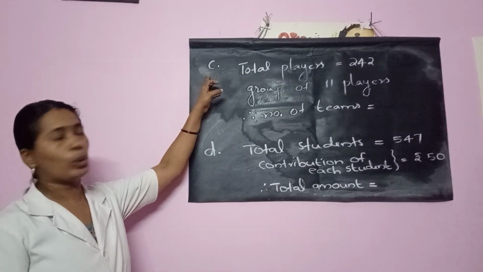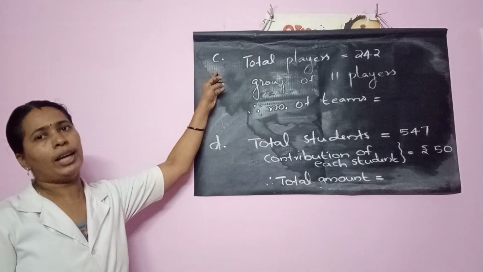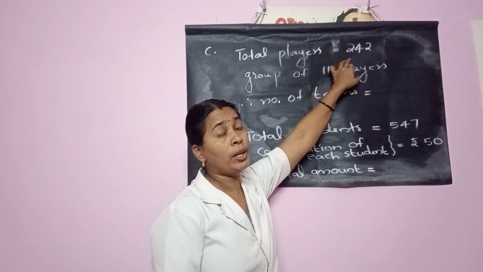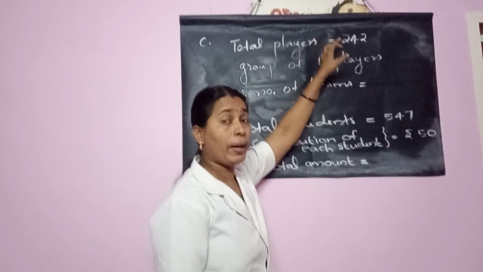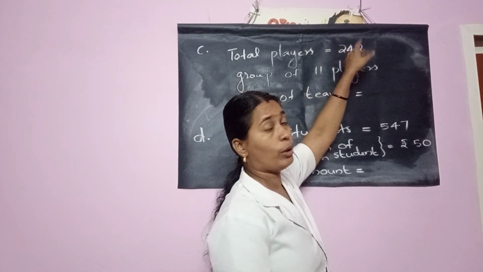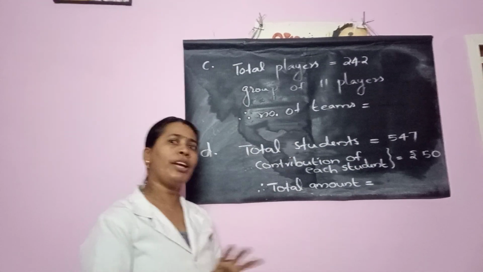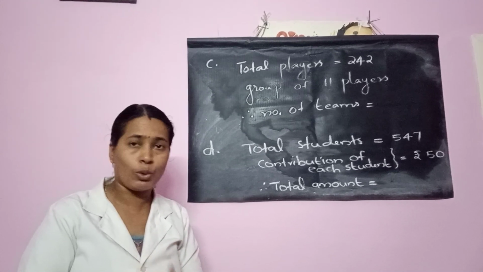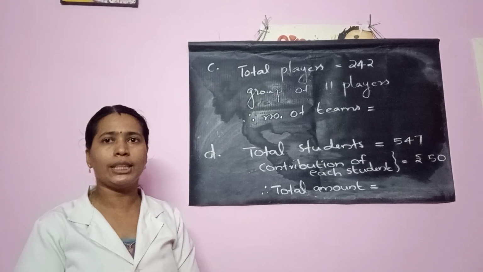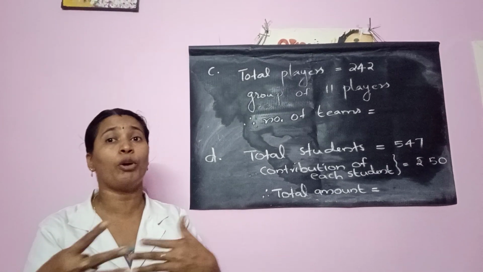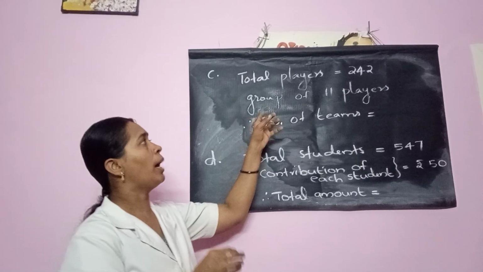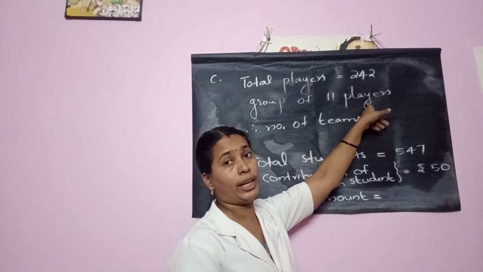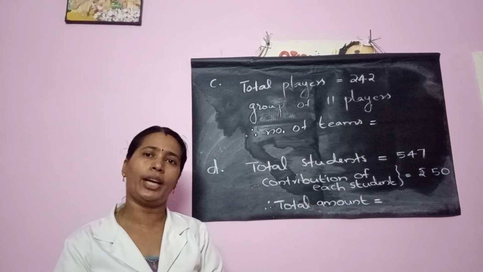Next, let us go through C. In question number C, what they are telling is, there are 242 sport players. How many players are there? 242 players are there. And we decided to make them teams. Teams already it's understood to you. In school itself, when you are playing football or doing some other things, you are forming groups or teams. And here they are planning to form a team or a group of how many players required in a group? 11 players are required in a group.